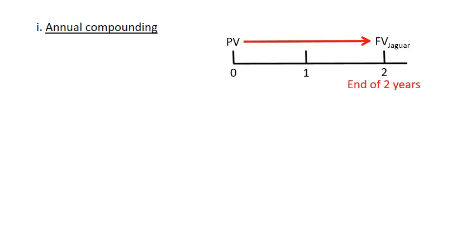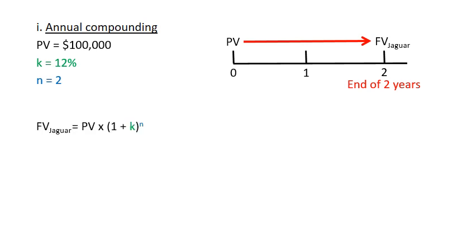Annual compounding. It means compounding once a year. Refer to the timeline here. At the end of 2 years, there'll be 2 times compounding. The number of compounding will be 2 times. So we're finding the future value of Jaguar at the end of 2 years. We know the PV is 100k, K is 12%, N is 2.